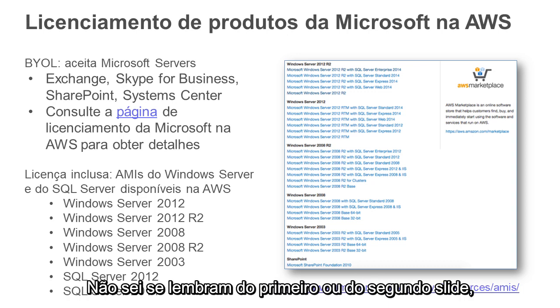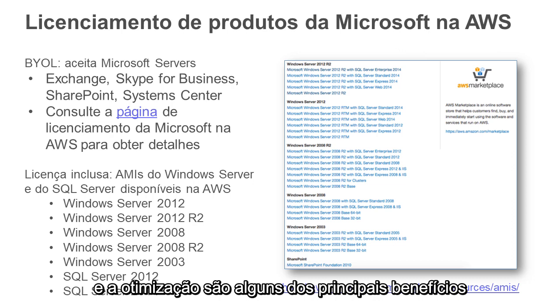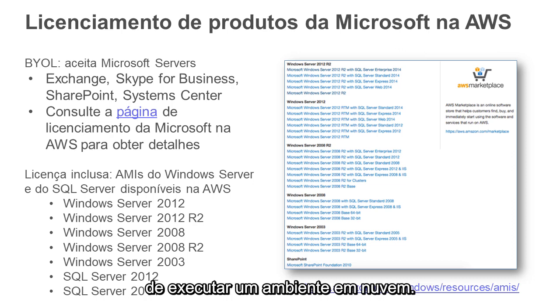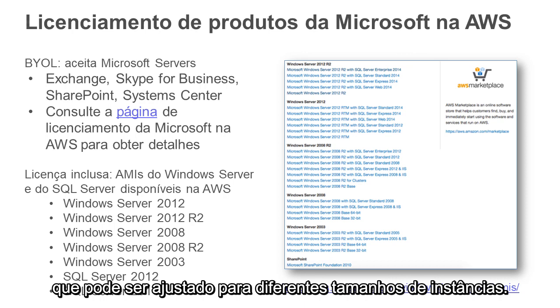And if you remember all the way back to my very first slide, or my second slide, I talked about how DevOps and optimization are some of the key benefits for running in a cloud environment. And you've gotten a flavor or a sense for the DevOps side of running these Microsoft servers. And you can also get a sense through the AWS console that I can tweak and tune and choose different instance sizes.